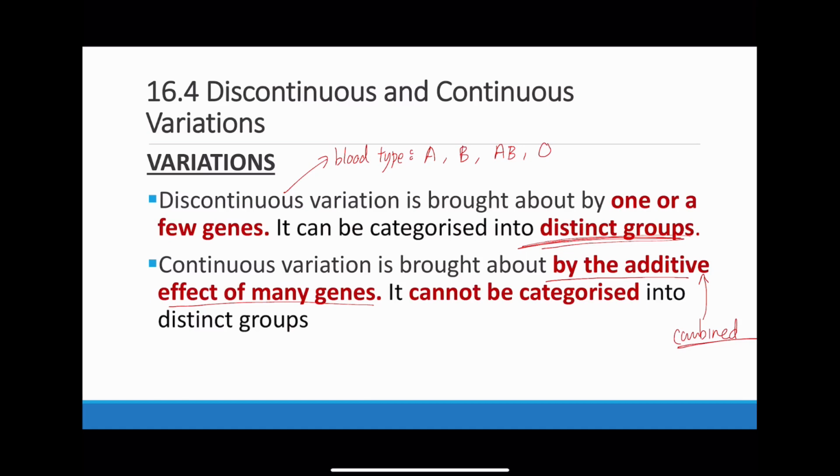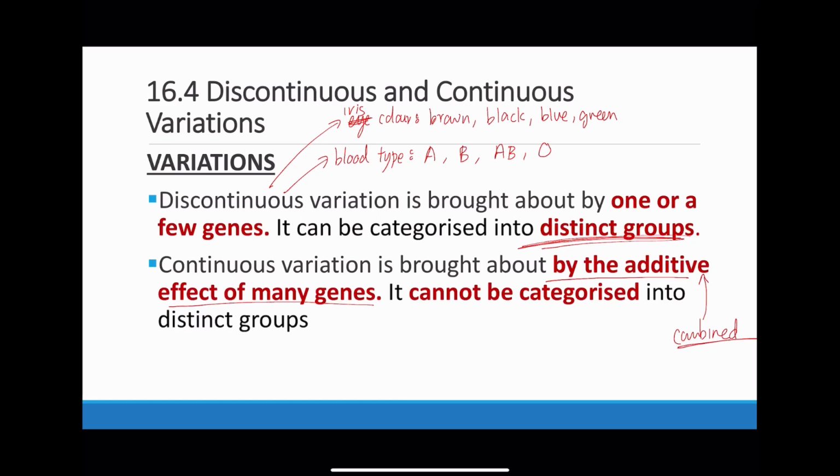Another discontinuous variation that I can think of is your eye color, or rather your iris color, the color of the iris. You either have brown for Asians, mostly brown, or black. Of course, for the Caucasians, they might have blue iris, green iris, etc. But you won't see something that's somehow in between. It's a very distinct trait itself. So we call those a discontinuous variation.